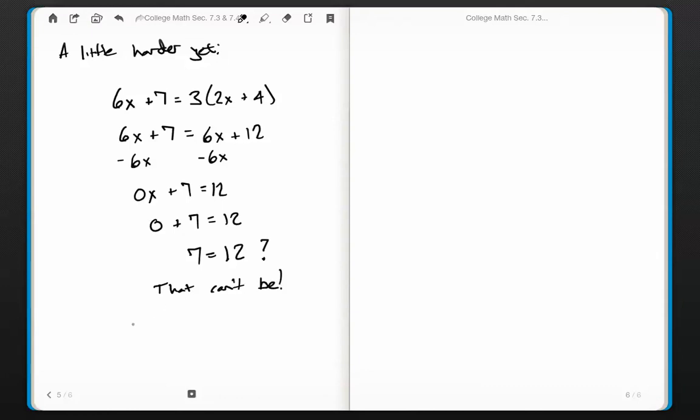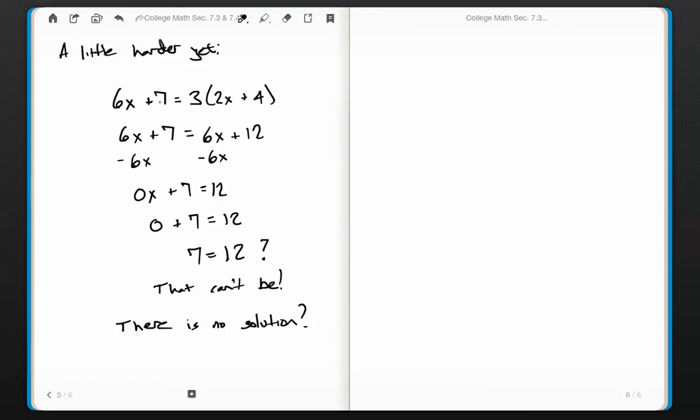So there is no solution to this problem. And sometimes that happens. There is no solution. So if we were to go up here and say, I need some number, where 6 times the number plus 7 is the same as 3 times the number, or 2 times the number plus 4. Well, it turns out there is no number where that works. That's impossible.